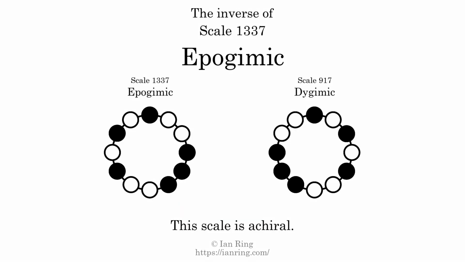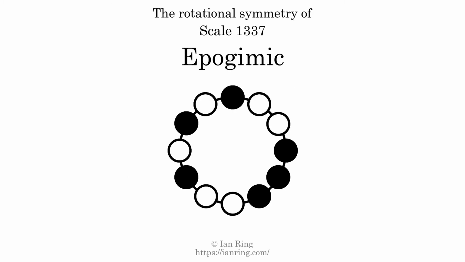The inverse of a scale is a mirror image. It is what you get when the sequence of intervals is reversed. The inverse of this scale is scale 917, also known as digimic. This scale is achiral, since it can transform into its own reflection by a rotational transformation. This scale has no rotational symmetry.